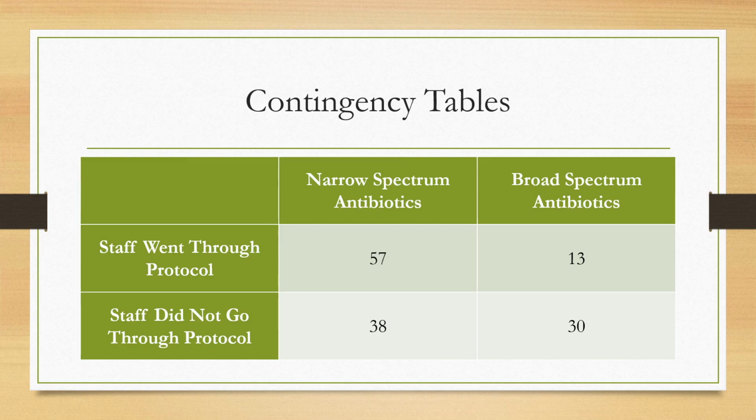Again, each cell represents a number of people who did both things, both the thing in the column and the label in the row. So again, that 57 represents somebody who went through the protocol and assigned narrow spectrum antibiotics. Those are the number of people. 57 people did both of those.